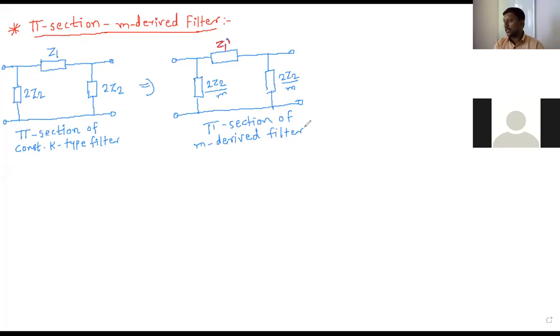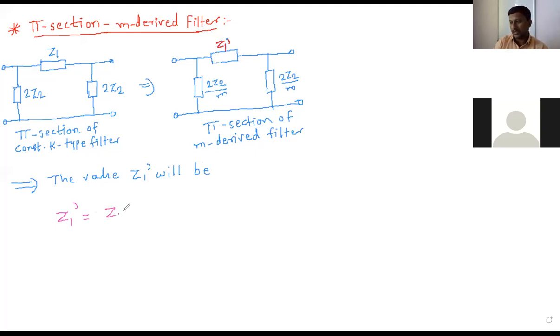Now again there will be the derivation. The derivation is not that important, but I will tell what will be the value of Z1 dash. I will tell the value directly. There is a derivation, but it is not asked here.